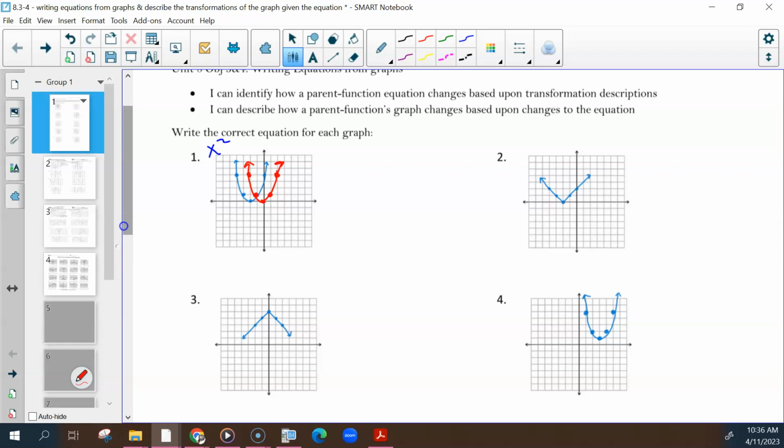So if I'm comparing the red to the blue up here, or the original to the one that's already there, what happened? What changed? Shifted left. So that's a horizontal shift, left 2 units. Because if the parent function just shifted left, it would line up with that one. There's nothing else that happened.